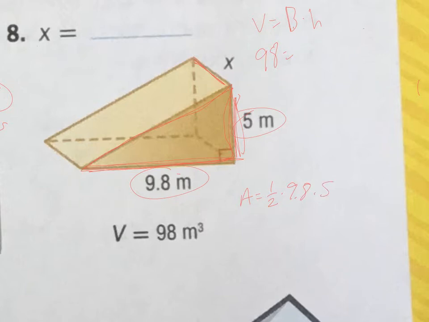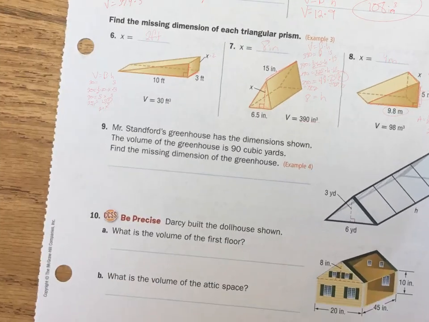Okay, 0.5 times 9.8 times 5 equals 24.5. So the area of the base is 24.5, and then we just don't know what that height is. That's what we want to know. If it's times 24.5, we divide it by 24.5 and divide this by 24.5. So 98 divided by 24.5 gets me 4, and that's my height. So my height is 4 meters. Okay. Hopefully you're getting this idea.